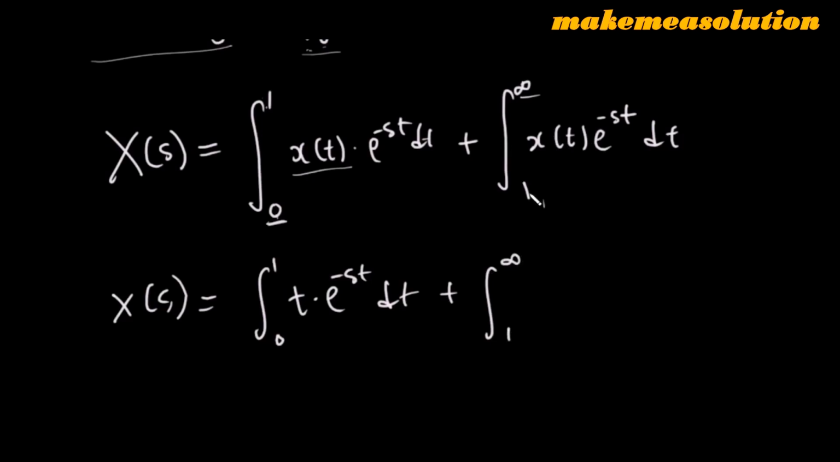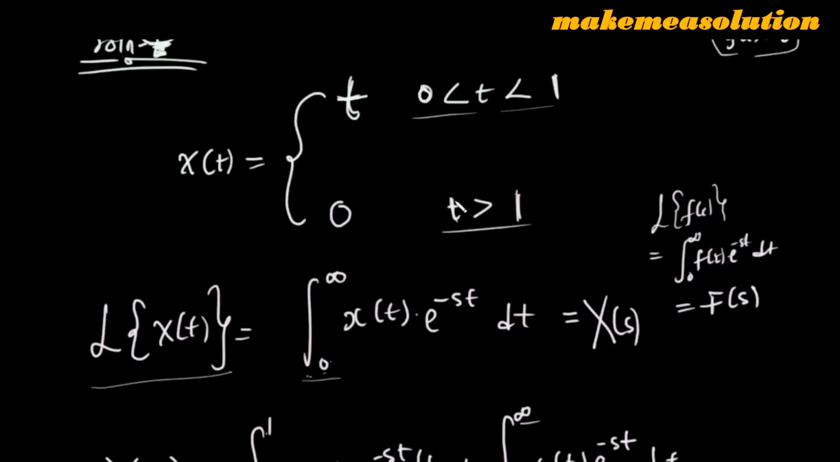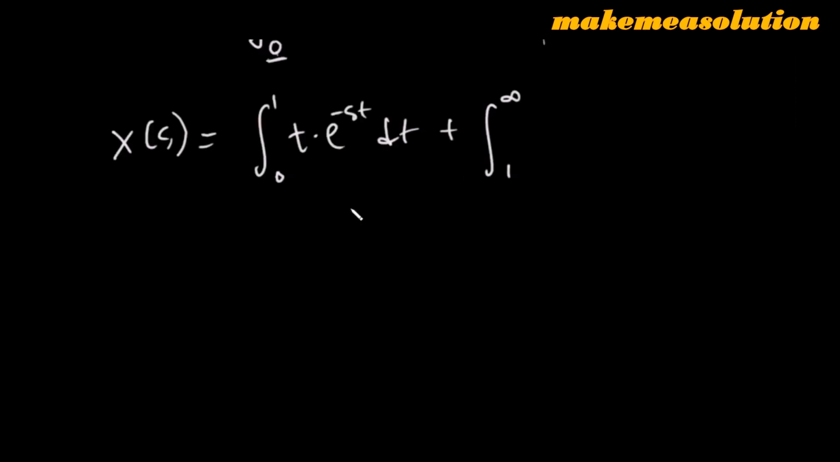So what is x of t between 1 and infinity? For t greater than 1, which is the same thing as 1 less than t less than infinity, you can see that the value of x of t is 0. So at this point, you write 0 dot exponential minus st dt. Now, the beauty of this integration is that this part will be 0 because of this 0 here. So you just have to focus on finding the value of this part.